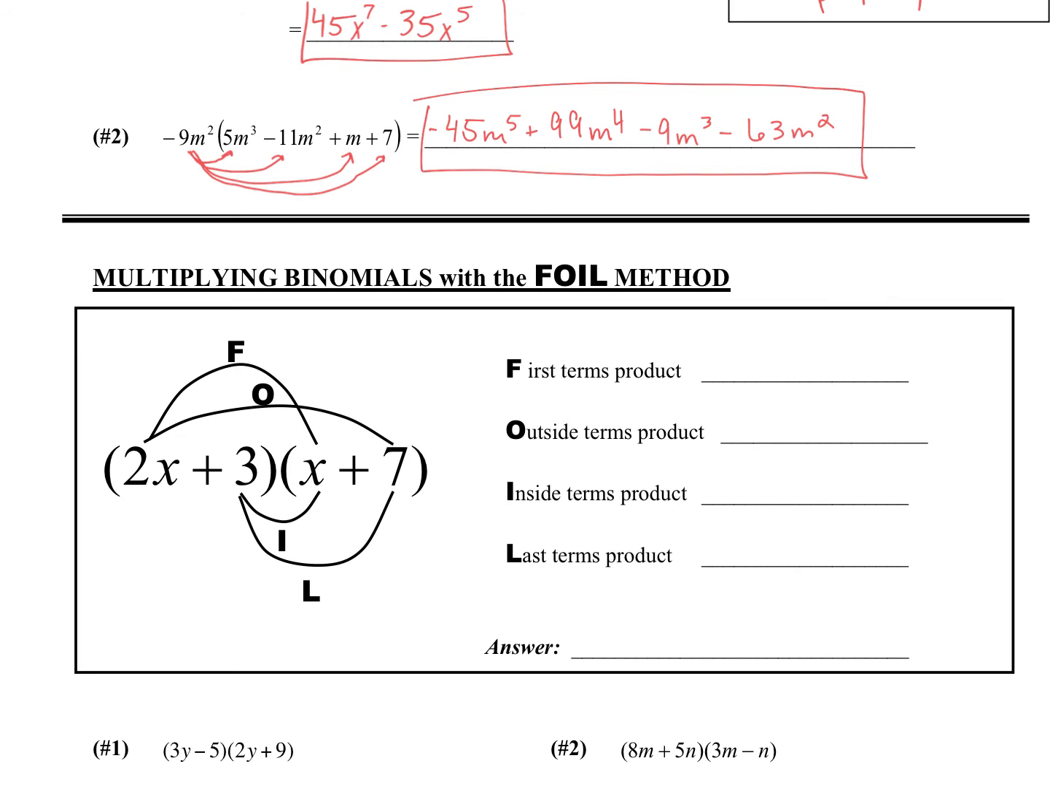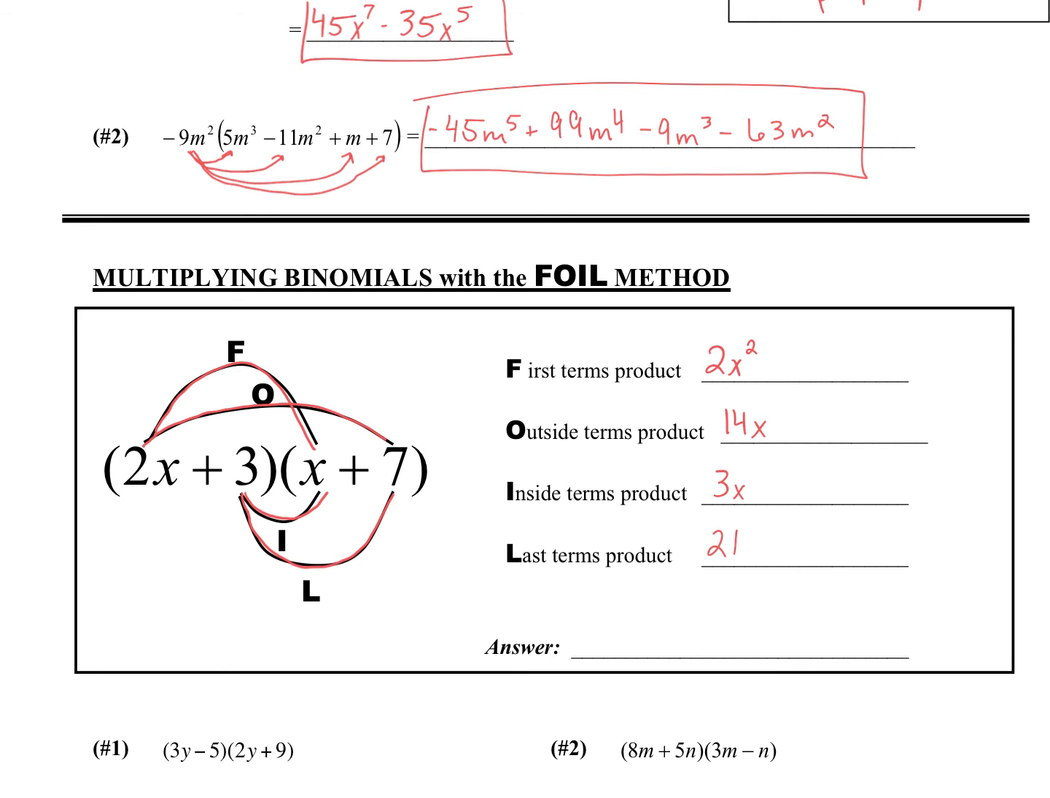The first terms product would be 2x times x, so that would be 2x squared. And then we have the outside terms product. We take the farthest left term and the farthest right term and multiply them together, and we get 14x. Then the inside terms product: the two terms on the inside, we multiply them together, and we get 3x. And then the last terms in each set of parentheses, we multiply together, and we get 21.